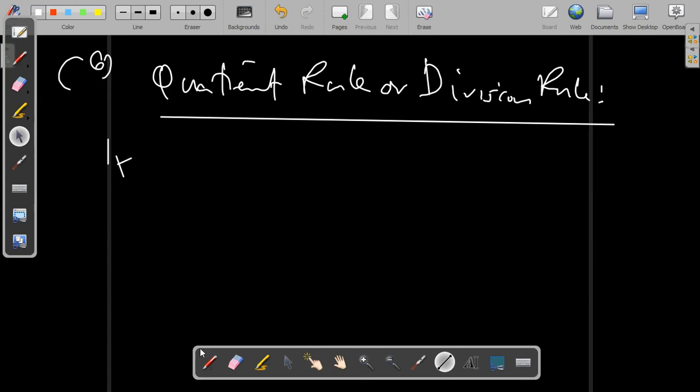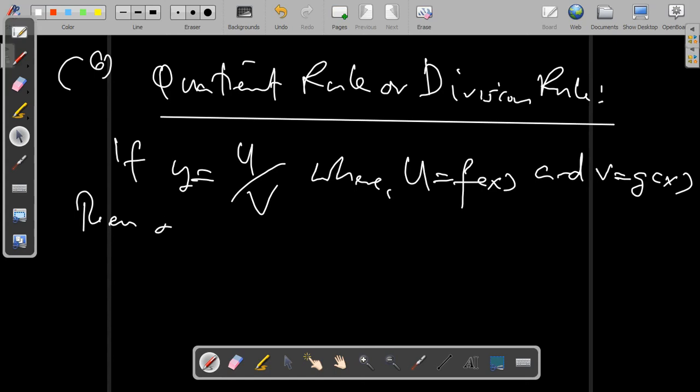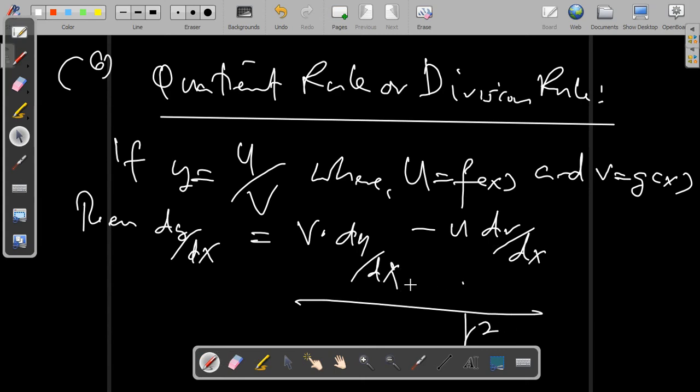For example, if y is equal to u over v, whereby u is a function of x and v is a function of x, then dy over dx is equal to v du over dx minus u dv over dx, divided by v squared. So this is a formula that we apply under what is known as the division rule.